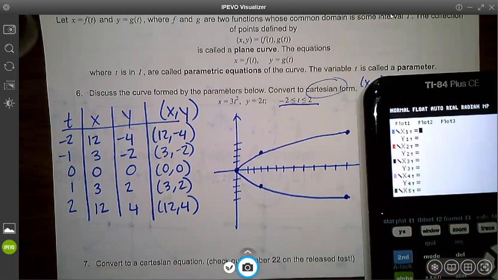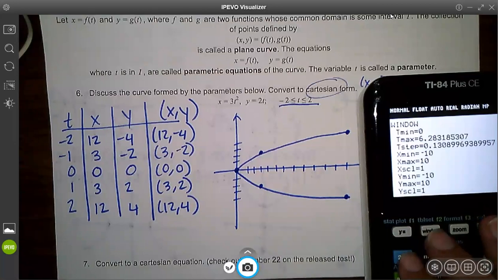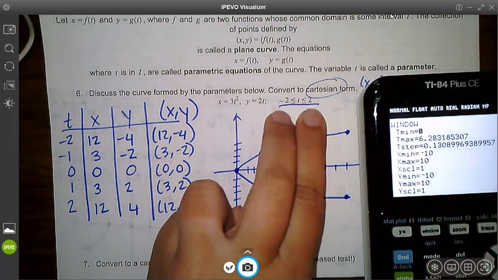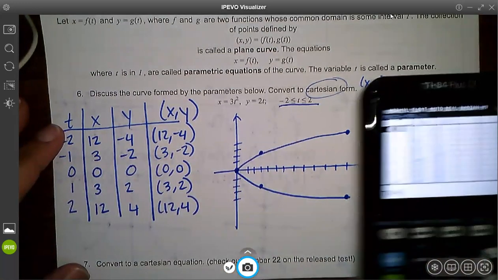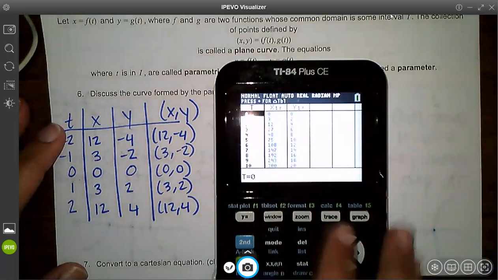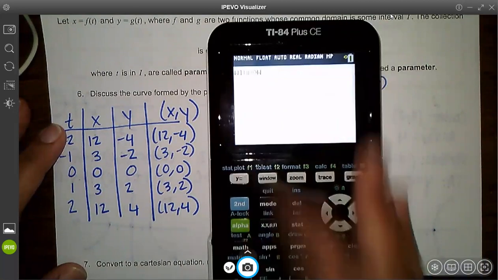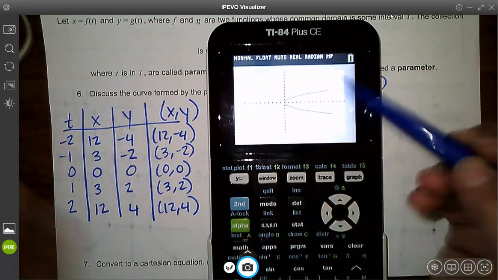When you go to graph this in your calculator, you'll type in 3t squared and 2t. But then you have to look at your window. Your window is how you will adjust what t values are plugged in. We want t to go from -2 to 2. So then we can look at our table and get our points, and we can look at our graph. And if we adjust that window so that our x goes up to, I'm going to say 15, let's see if it will stop your graph there.